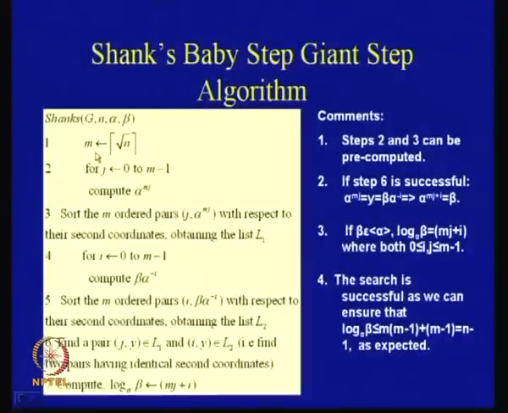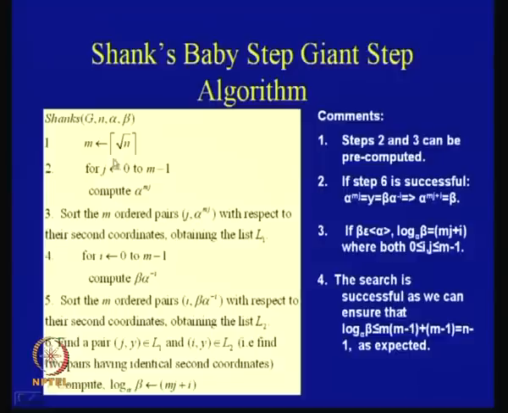It is called Shank's baby step giant step algorithm, and we will next see the description of this algorithm. So consider this algorithm. The problem is again the same: given alpha and beta and given a choice of group and a value of n, my objective is to find the corresponding value of a for which beta matches with alpha power of a in this group.